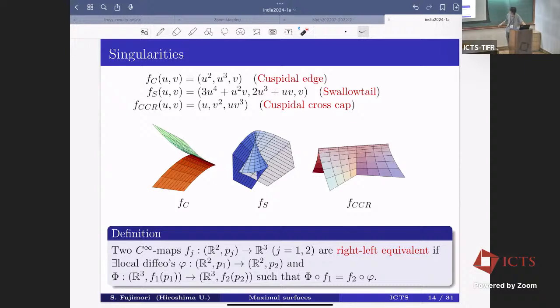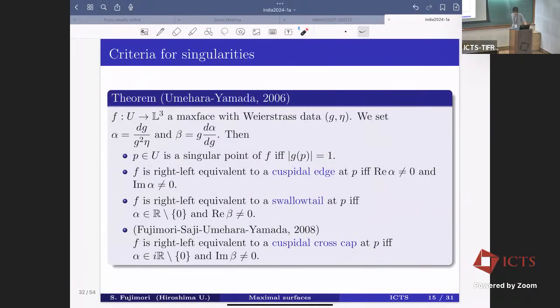So we have introduced these three singularities. And then we have criteria for singularities by using Weierstrass data of the surface. Let U be a max phase with Weierstrass data, and we set alpha and beta this way. It's complicated, but I just want you to remember that alpha and beta are described by G and eta. So then P is a singular point of F if and only if the modulus of G is equal to 1.